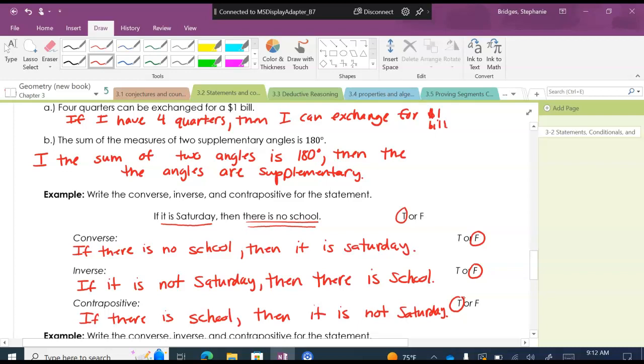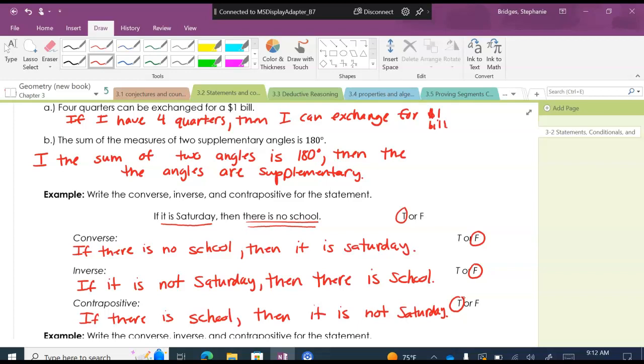Contrapositive. So if the conditional, your original statement, is true, then your contrapositive is also true. If your conditional is false, then the contrapositive is always false. Okay, so these two have to match in their truth values. If one of them is true, the other one has to be true. If one of them is false, the other one has to be false.